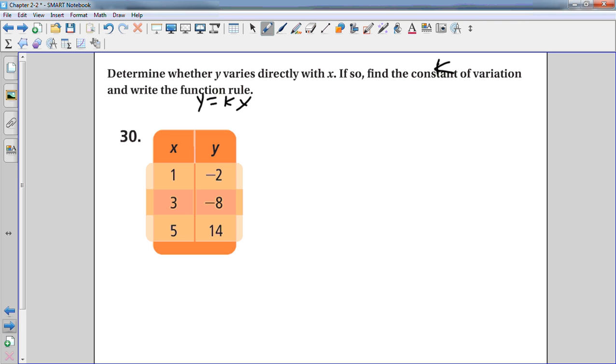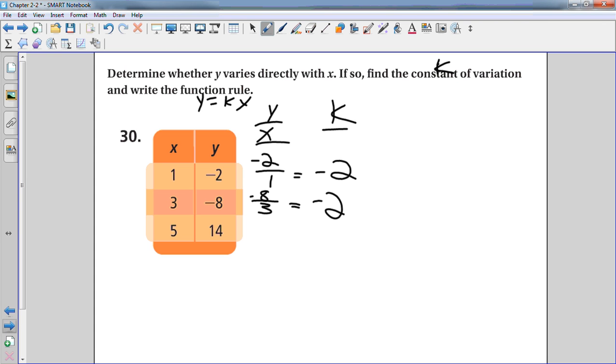So let's look at this. Can I find k for the first one? For the point (-2, 1), what's my k? y over x, because that's what we said in the slide before. 1 over -2, which is just -1/2. So my k is -1/2. What about this one? -8 over 3 gives me -2 2/3. This one, 14 over 5 equals 2 4/5.